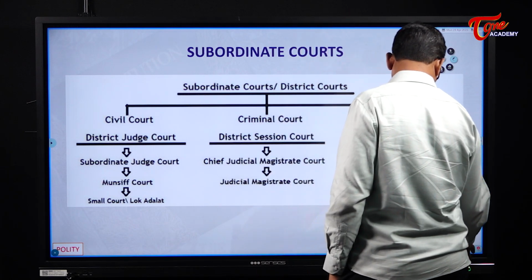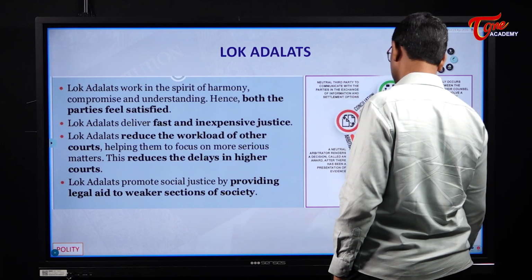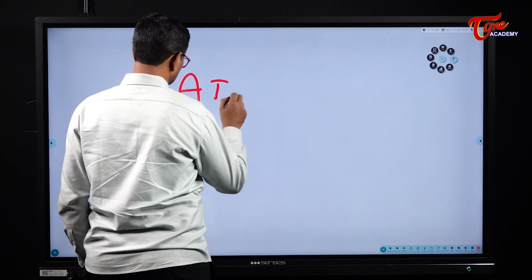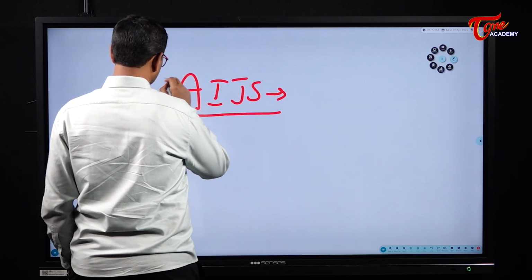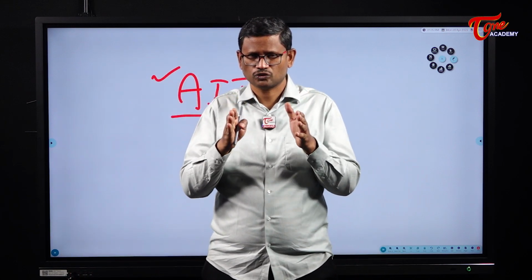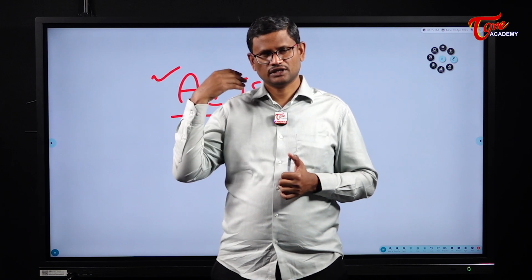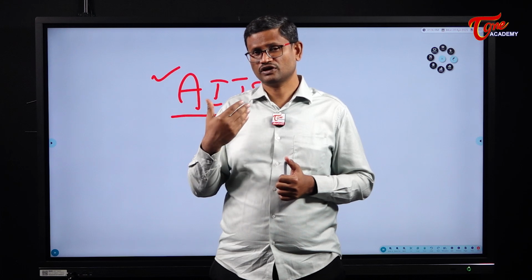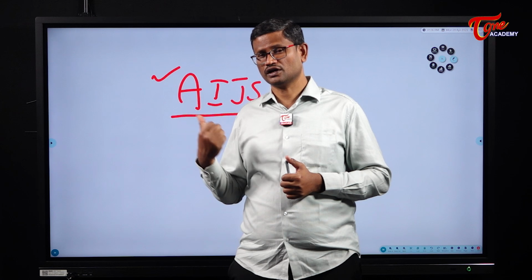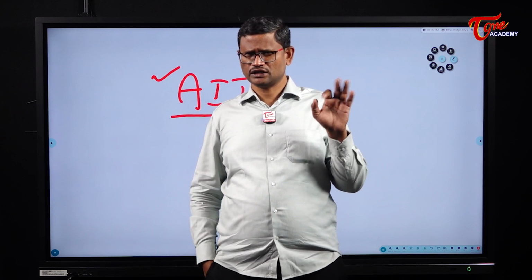Then let's discuss, before we discuss Lok Adalats, let's discuss All India Judicial Service. So recently on the Constitution Day, the present President of India, Draupadi Murmu, called for establishment of All India Judicial Service. Even the then Chief Justice of India, Justice D.Y. Chandrachud, also argued for establishment of an All India Judicial Service. So what is the problem with the judiciary at the district level?